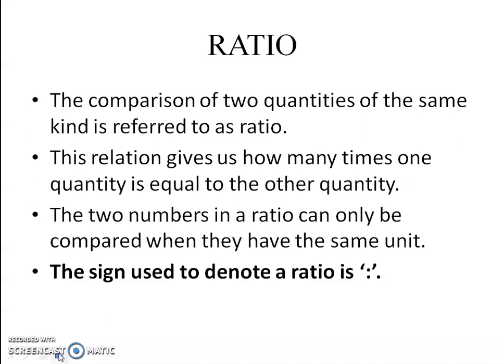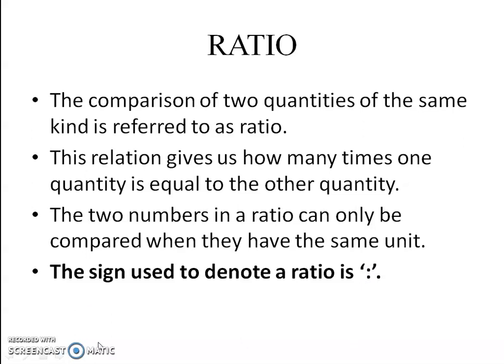The sign used to denote a ratio is this one, colon, that is 2 dots, and we read it as "is to". The sign used to denote a ratio is "is to".